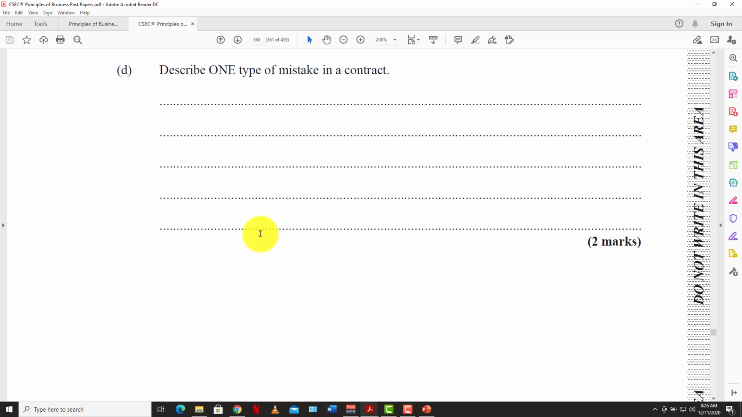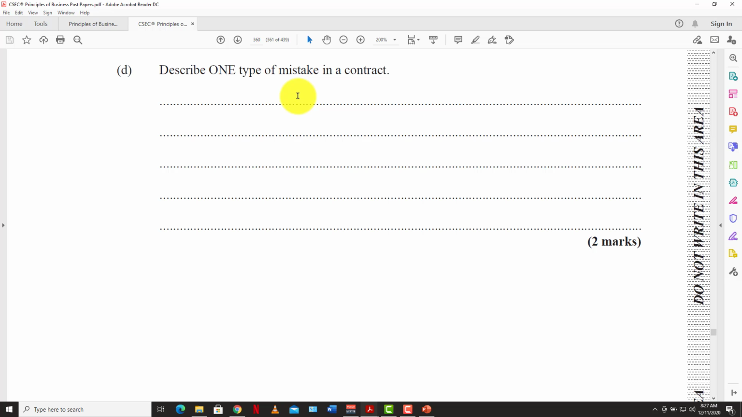So question 2D, describe one type of mistake in a contract. So describe one type of mistake in a contract. And so for this one, there are certain things that can cause a contract to be voided. So there are some mistakes, and because it says mistakes, I assume they're not talking about intentions to defraud or anything like that. So there are simple mistakes that can be made during a contract.